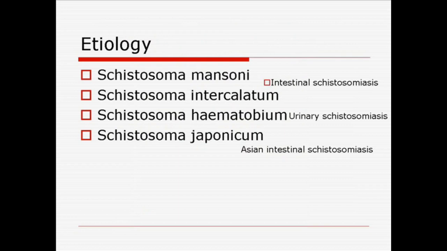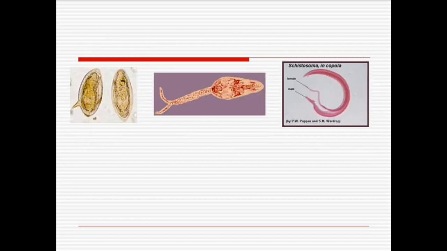The next species of Schistosoma are pathogenic in human beings. Schistosoma mansoni and Schistosoma intercalatum cause intestinal schistosomiasis. Schistosoma haematobium causes urinary schistosomiasis. Schistosoma japonicum and Schistosoma mekongi cause Asian intestinal schistosomiasis.